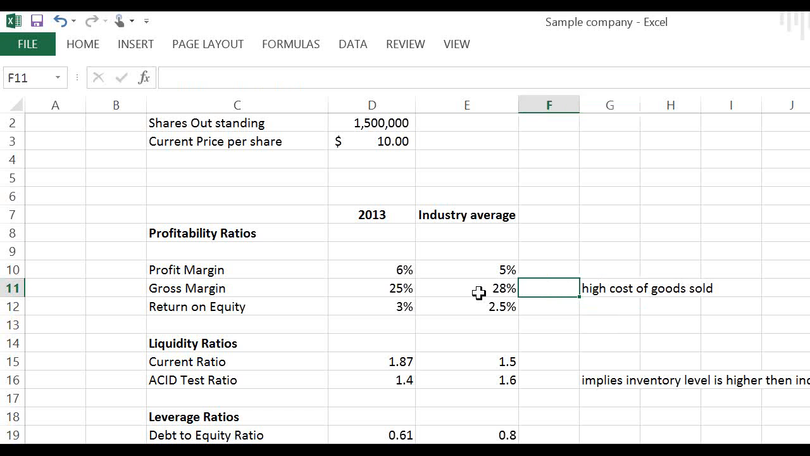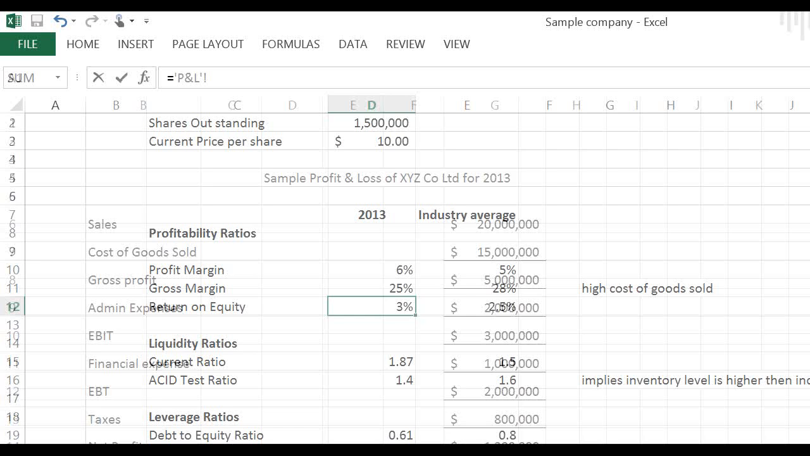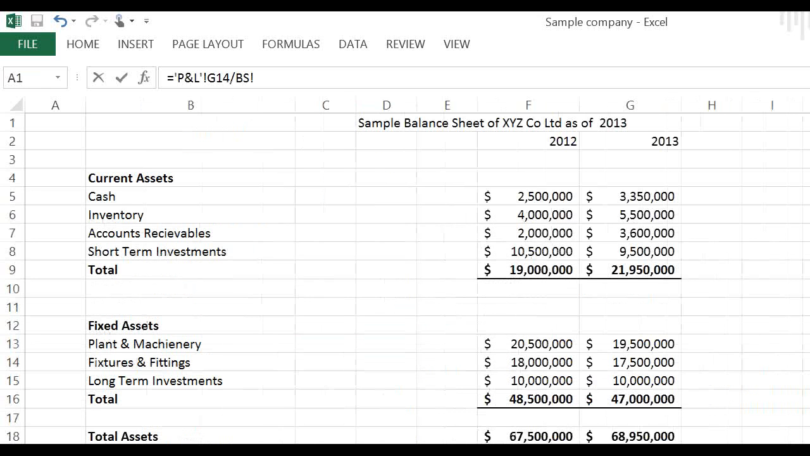Next ratio we should do is return on equity. For return on equity, we press equal to, we go to the profit and loss sheet, we click the net profit tab, we press the divide button, then we go to the balance sheet tab, and we go to equities, which is over here. So we press shareholders' equity and press enter. So the company's return on equity is 3%. The industry average over here is 2.5%. So again, return on equity is better compared to the industry average.